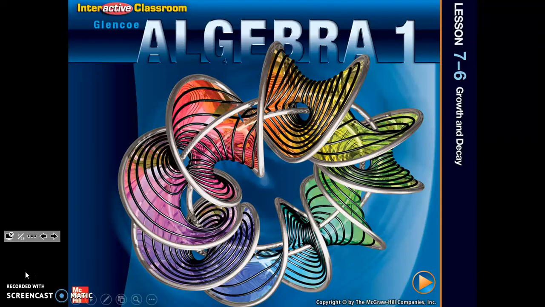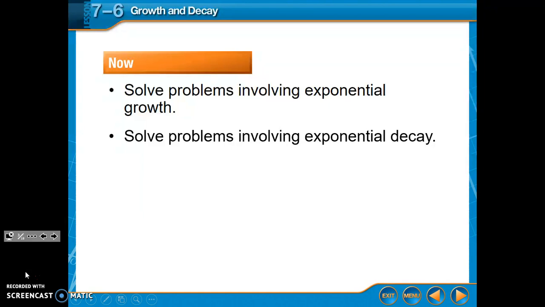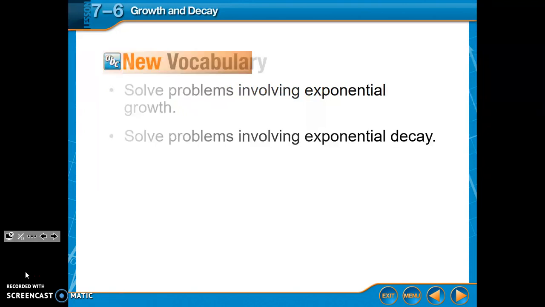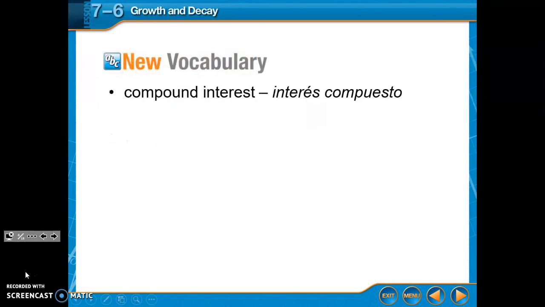Lesson 7-6, Growth and Decay. In this video, we're going to learn to solve problems involving exponential growth as well as exponential decay. So, vocabulary for this section is compound interest, and that's the only one.